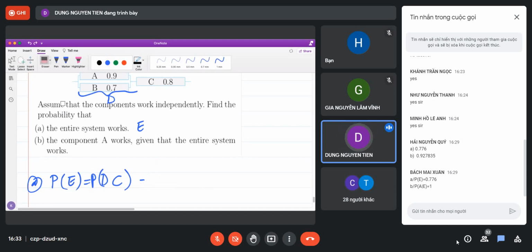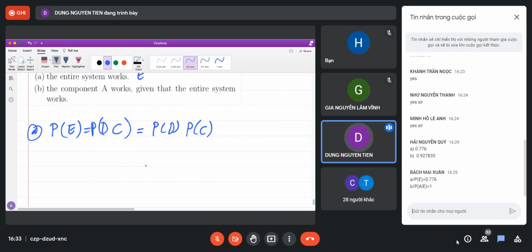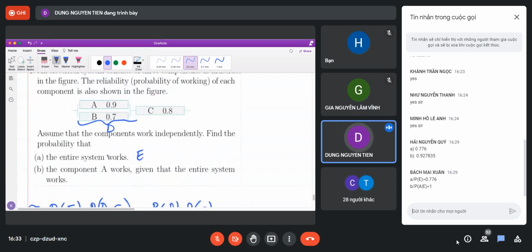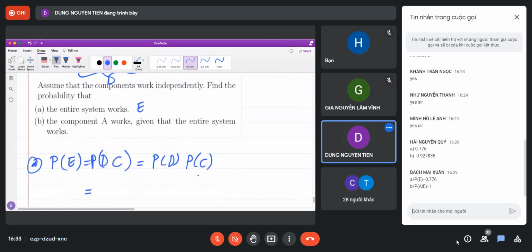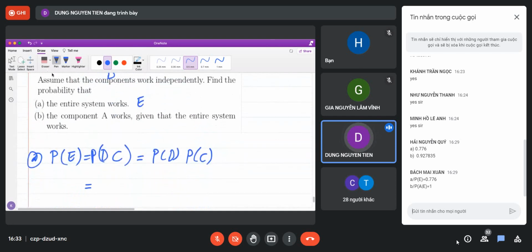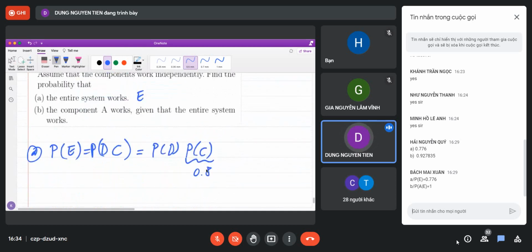This is the probability of D times the probability of C. What is the probability of D? That is something you need to know. The probability of C is 80%, it is 0.8. Now you need to find the probability of D.